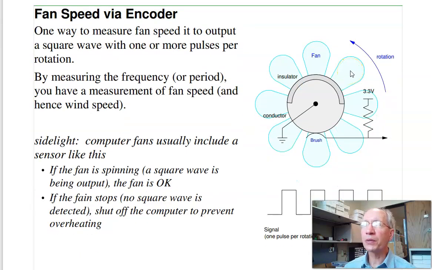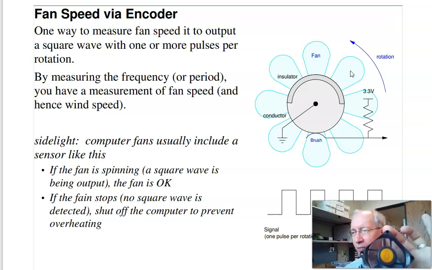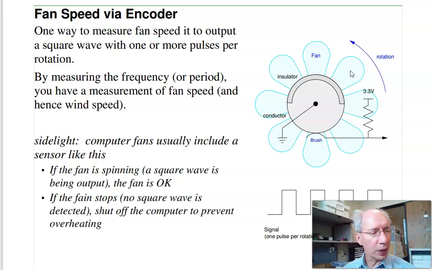So there's a couple ways of doing that. Several fans have encoders. For example, this guy over here, you can see it. It's got 3 wires to it. 2 wires are power and ground. The third wire is the speed sensor.